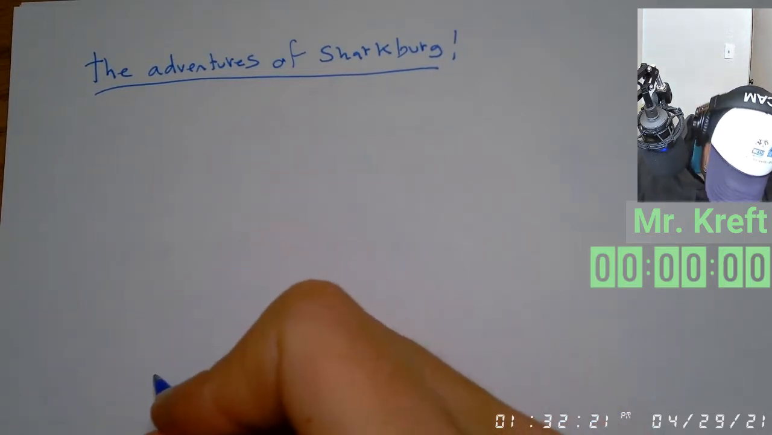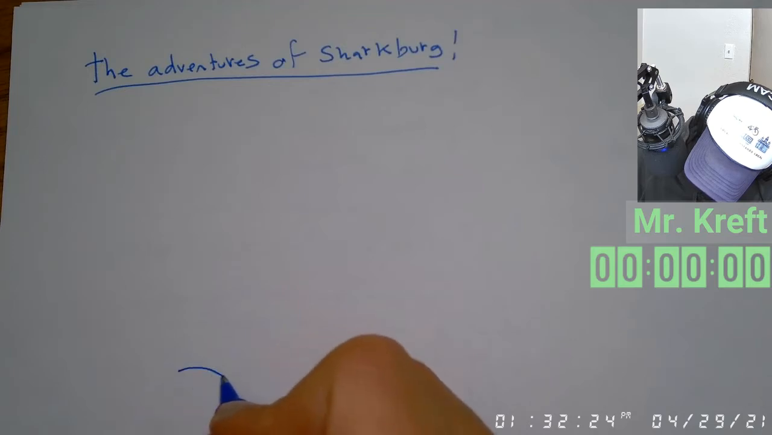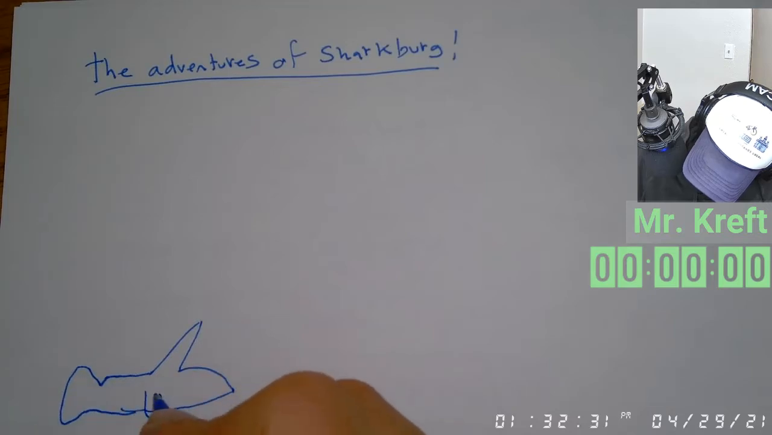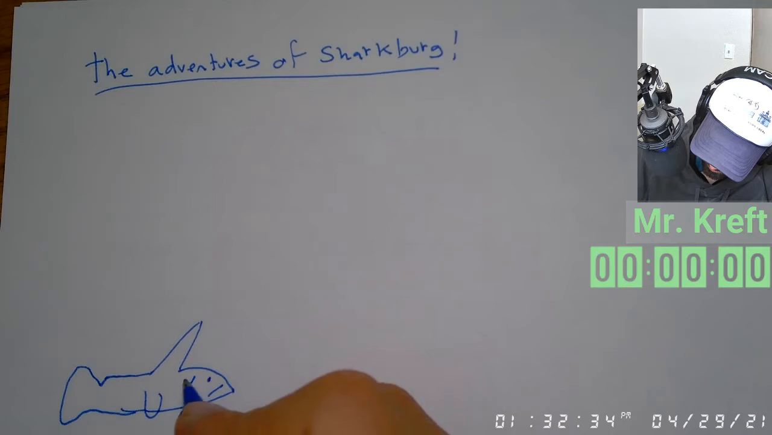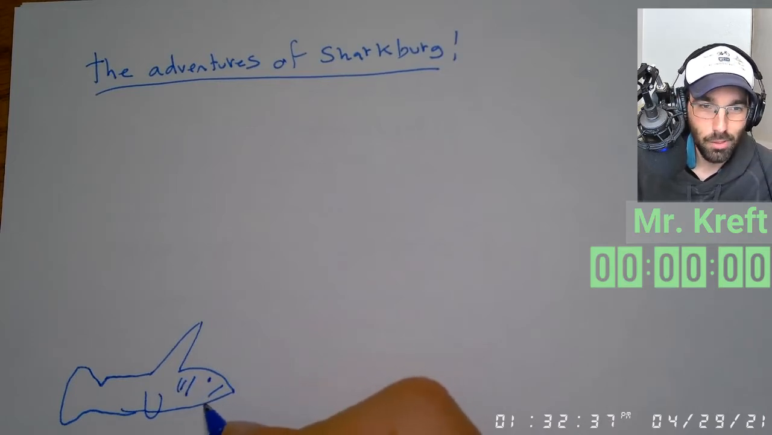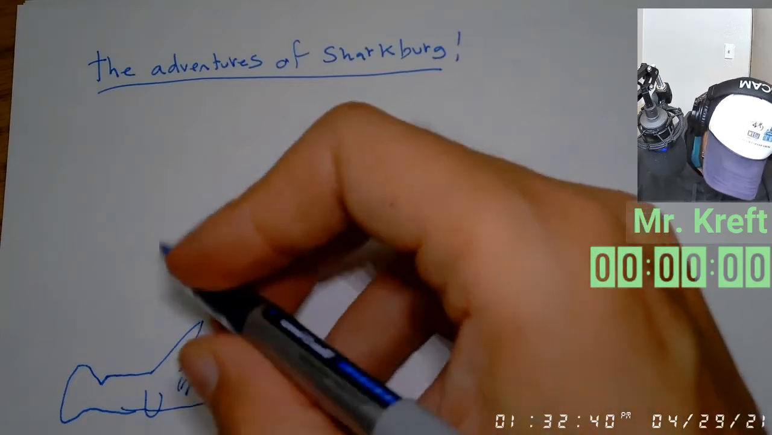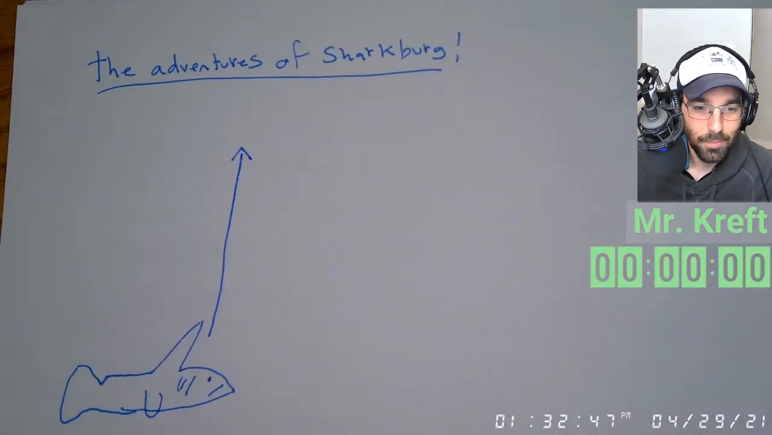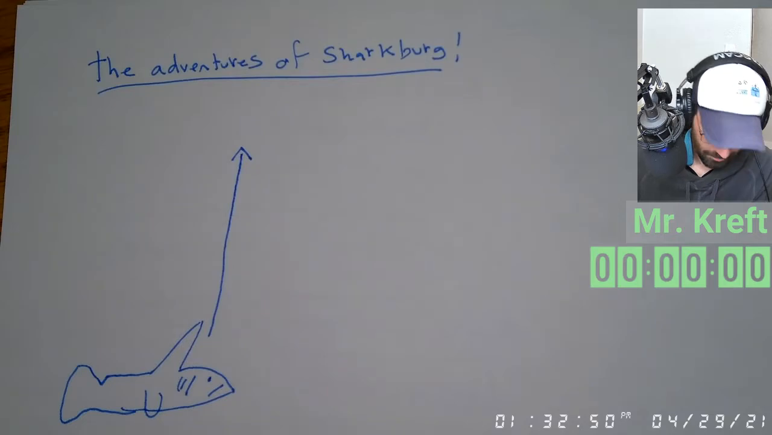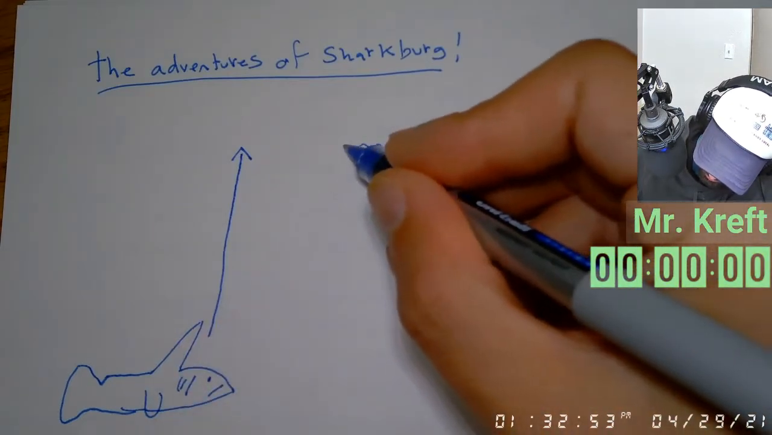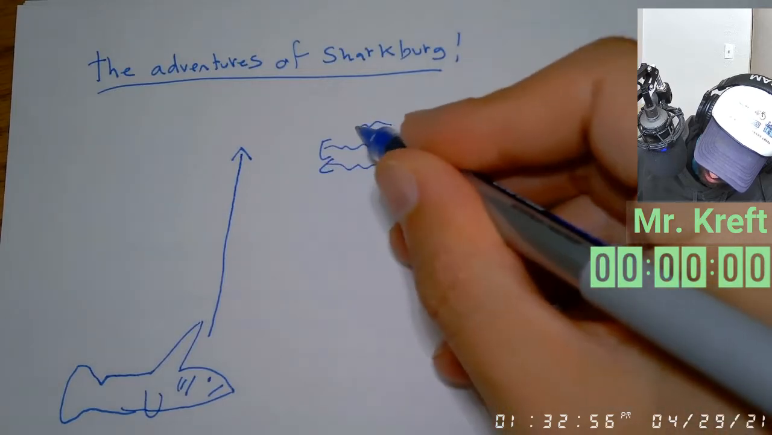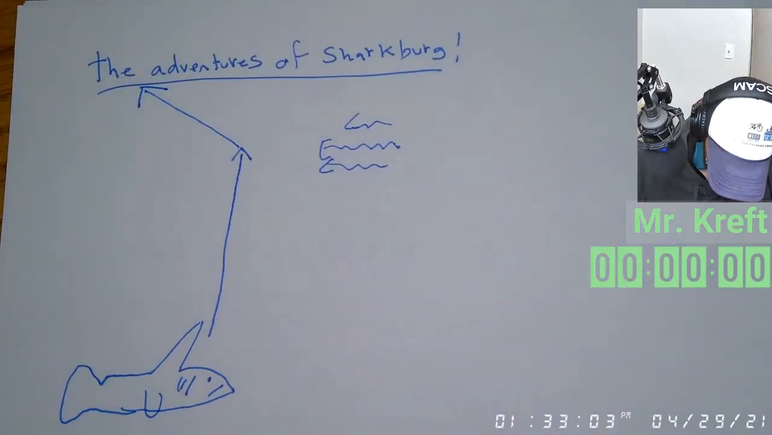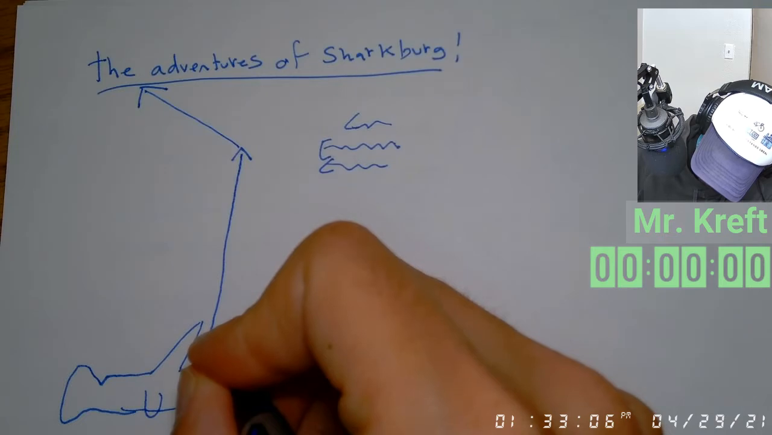All right, so Sharkberg here is like, I'm sad, I'm melting. So what happens is Sharkberg's melting and he starts going away from the ice shelf. Sad Sharkberg. Okay. But then a current, right? A warm current pushes Sharkberg in this direction.